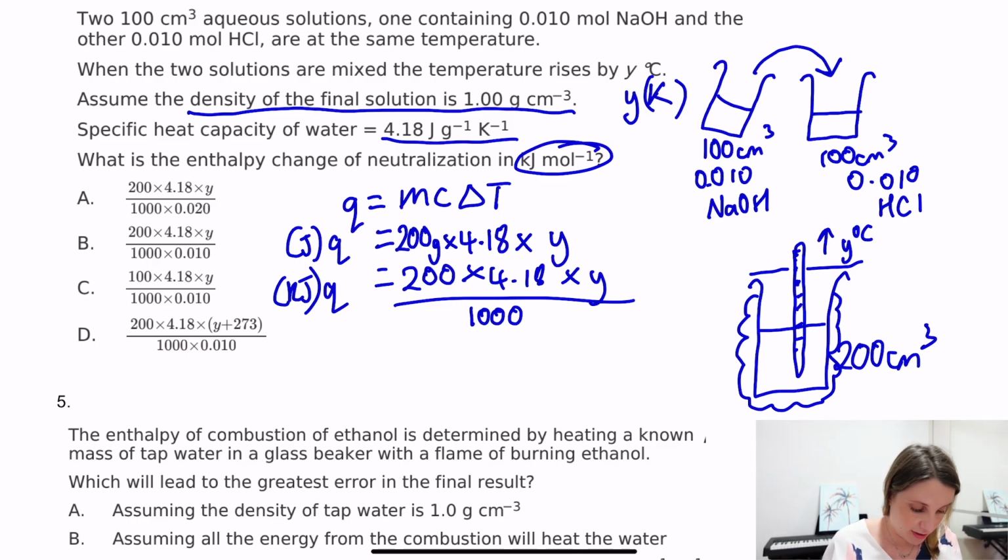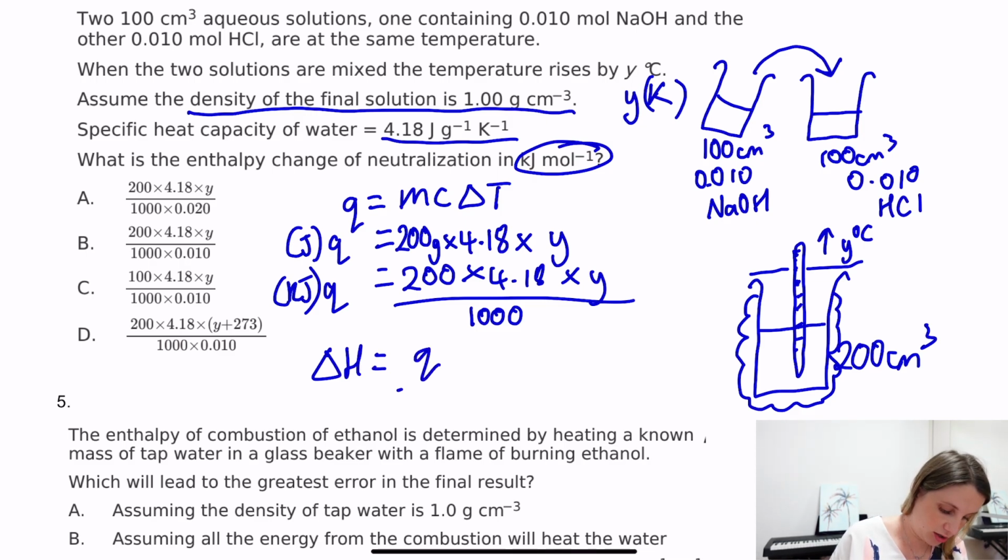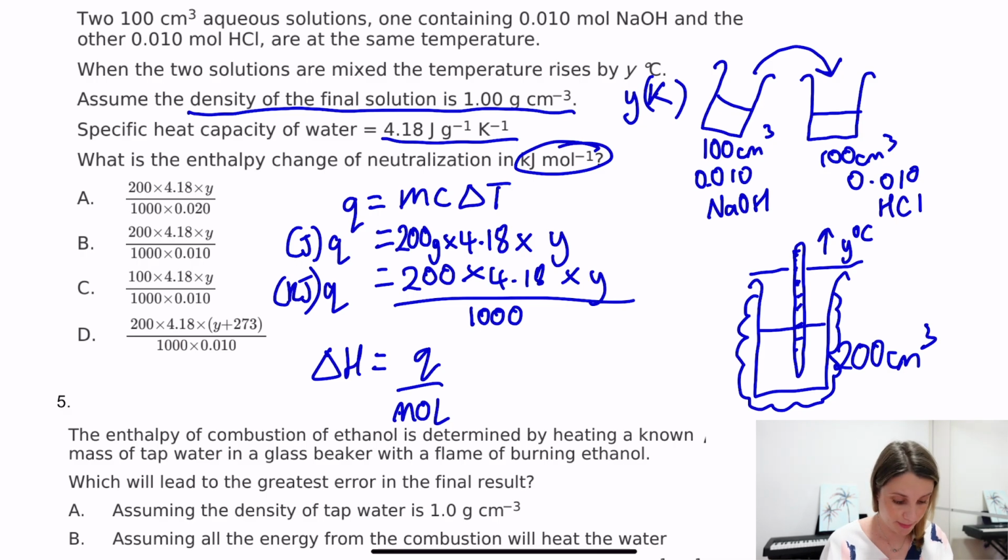Okay, now they're saying what is the enthalpy change in kilojoules per mole. So to get the kilojoules per mole, that's going to be delta H equals Q divided by the moles. So Q is this expression that we've just written, and we need to divide through by the number of moles. Now often the question is, which moles do I use? Do I use the moles of NaOH, the moles of HCl? Do I use them both combined together?